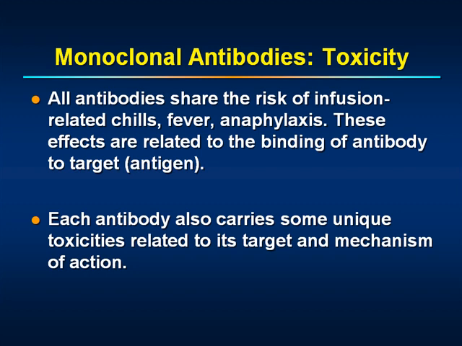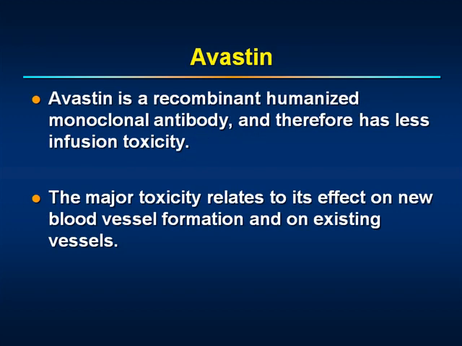All antibodies share the risk of infusion-related chills, fever, or even anaphylaxis. And these effects are related to the binding of antibody to the target. And therefore, the more target there is, oftentimes the more the reaction. And each antibody also carries some unique toxicities related to its target and its mechanism. Avastin is a recombinant, in summary, humanized monoclonal antibody, and therefore has less infusion toxicity. The major toxicity relates to its effect on new blood vessel formation and on existing vessels.